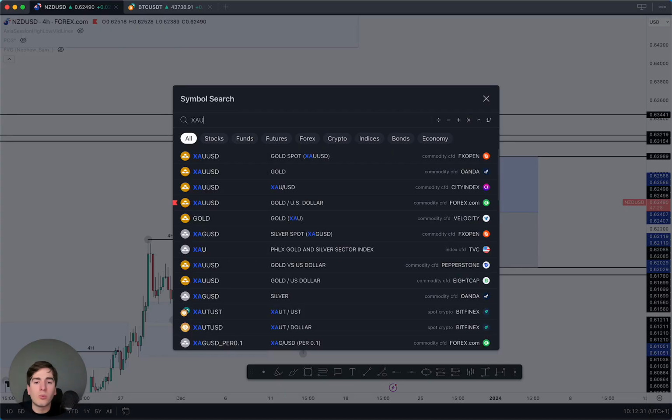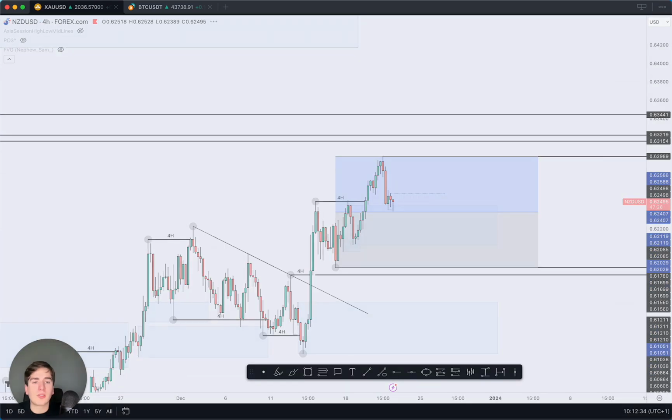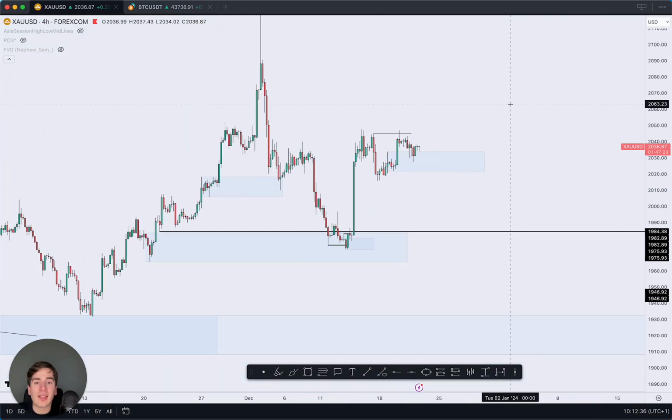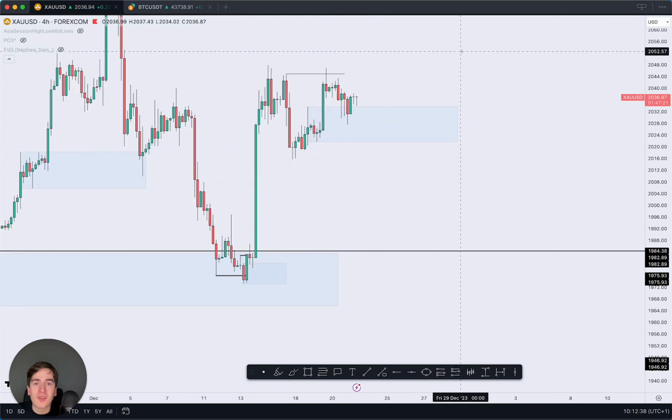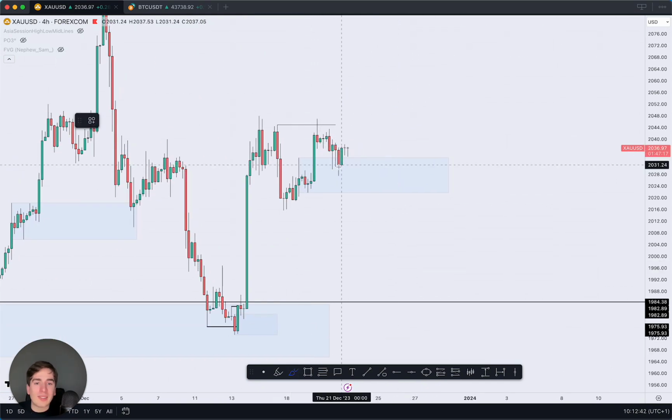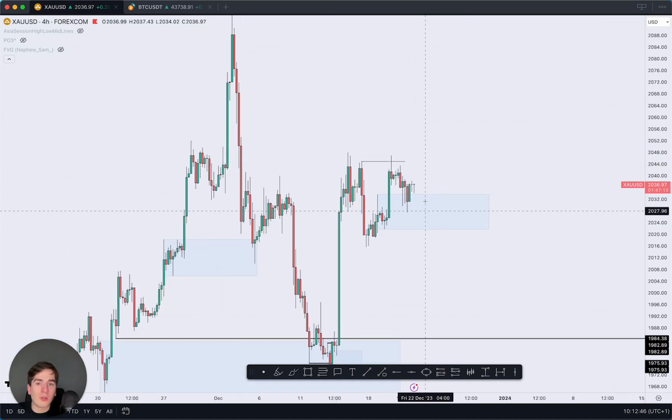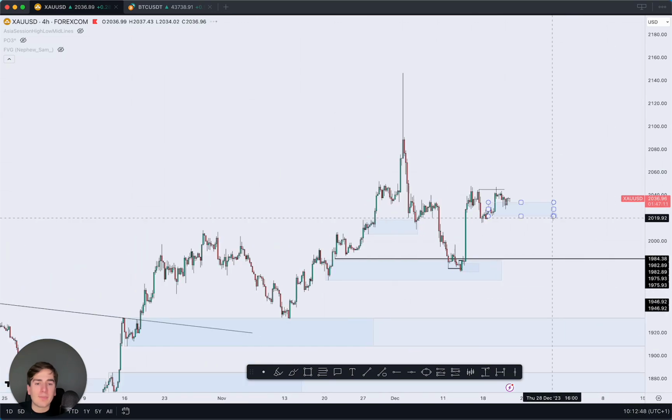Now moving on towards gold, last of all. So gold, what have we done? We have been ranging. Not much as of now. Obviously, we pulled back in towards that demand zone, which I pointed out yesterday. This is what we're looking for. So looking for a potential long to trade it up higher at the moment.